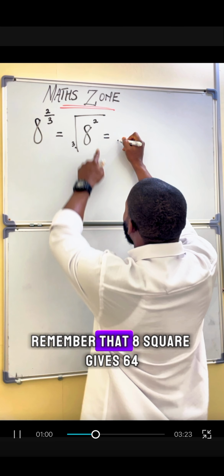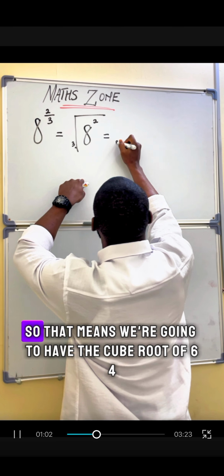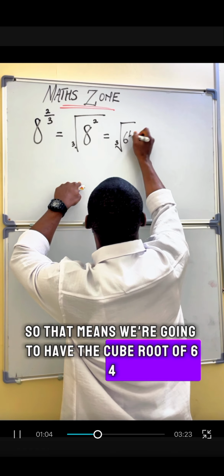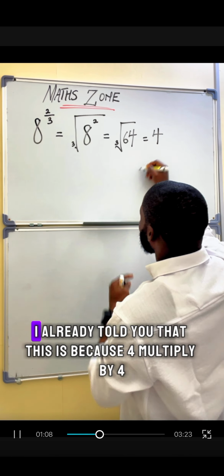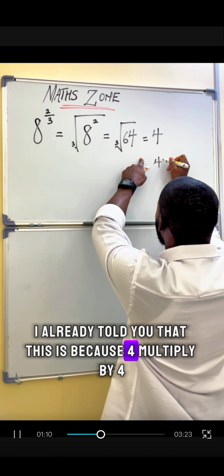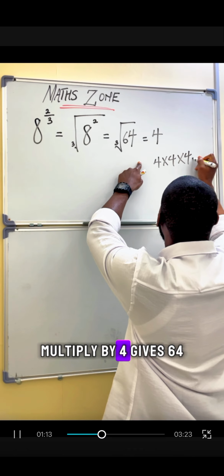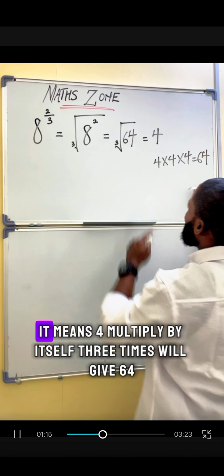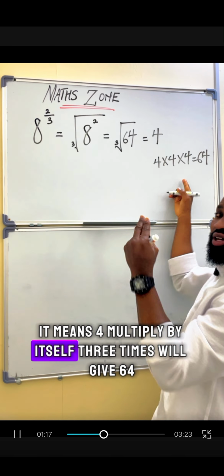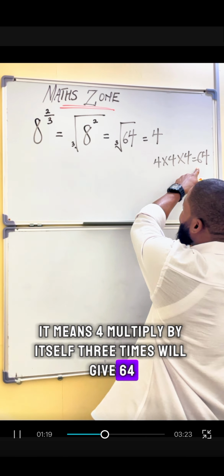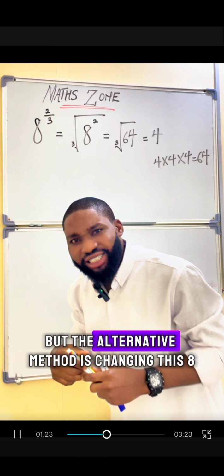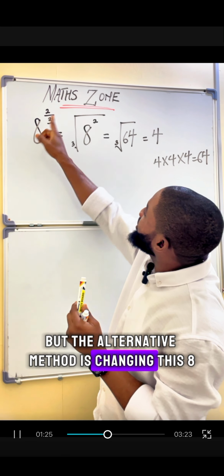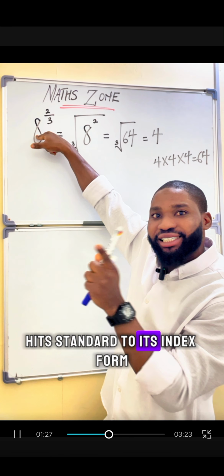Remember that 8 squared gives 64. So that means we're going to have the cube root of 64. And the cube root of 64 gives 4. I already told you that this is because 4 multiplied by 4 multiplied by 4 gives 64. It means 4 multiplied by itself 3 times will give 64. That is why the cube root of 64 is 4. But the alternative method is changing this 8 to its index form.